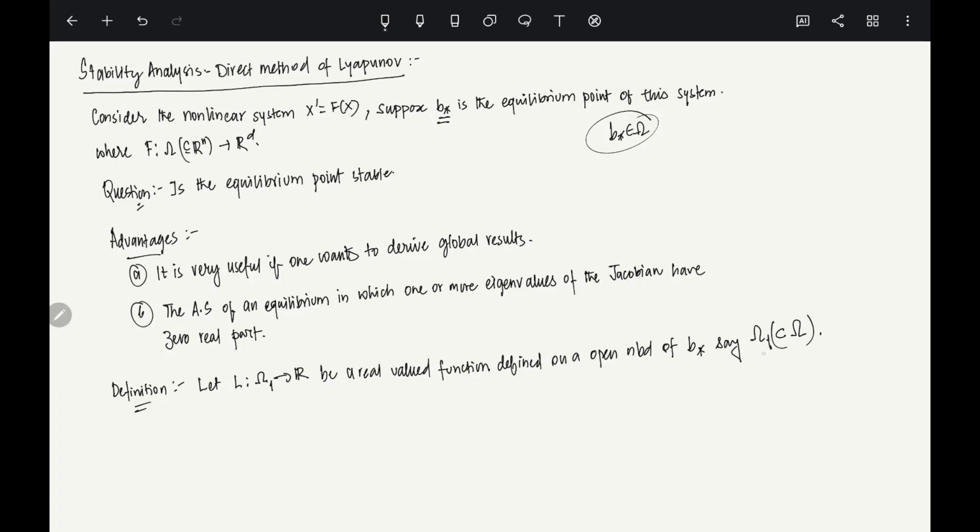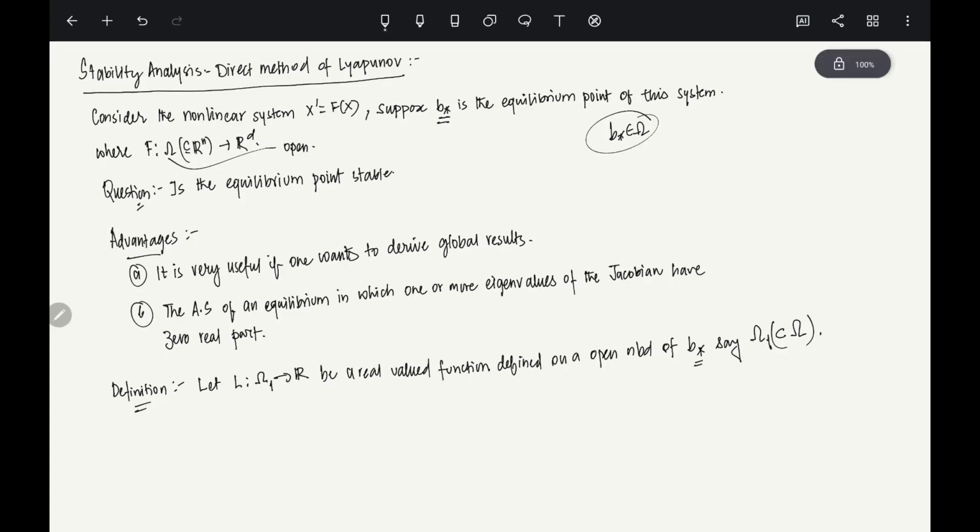Now what I am doing is this, since omega is open, that is assumed, so we will assume that omega is open. Since omega is open, around any point you can talk about an open neighborhood. So let's say omega 1 is a neighborhood of the point B star, and we are defining the function L on that neighborhood omega 1, and it's basically a real valued function. Is it okay? And what are the properties?